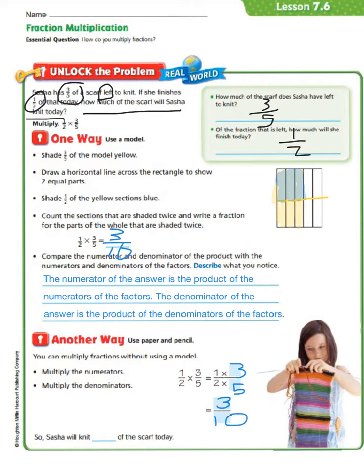So Sasha will knit 3/10 of the scarf today.